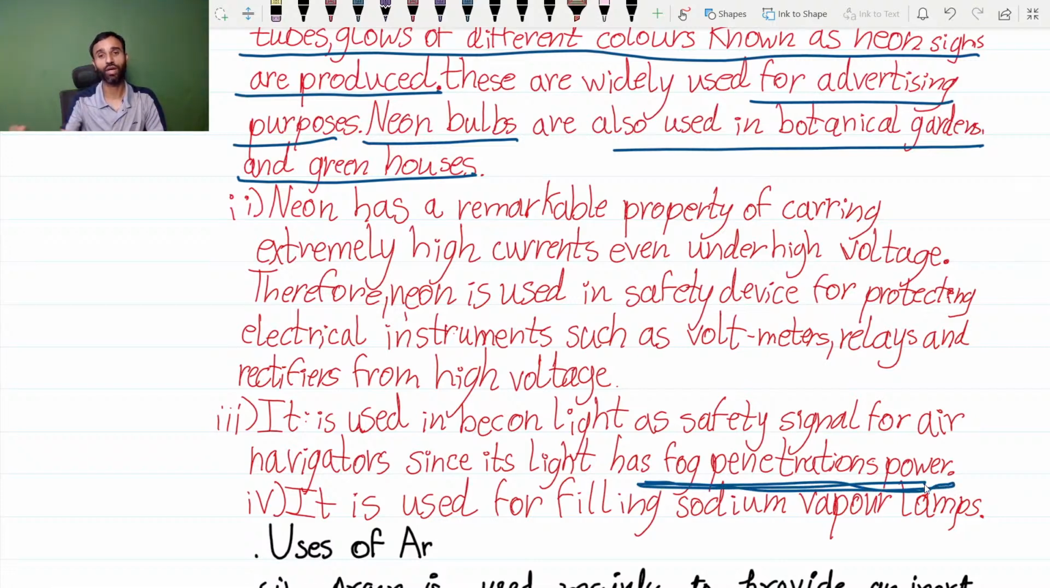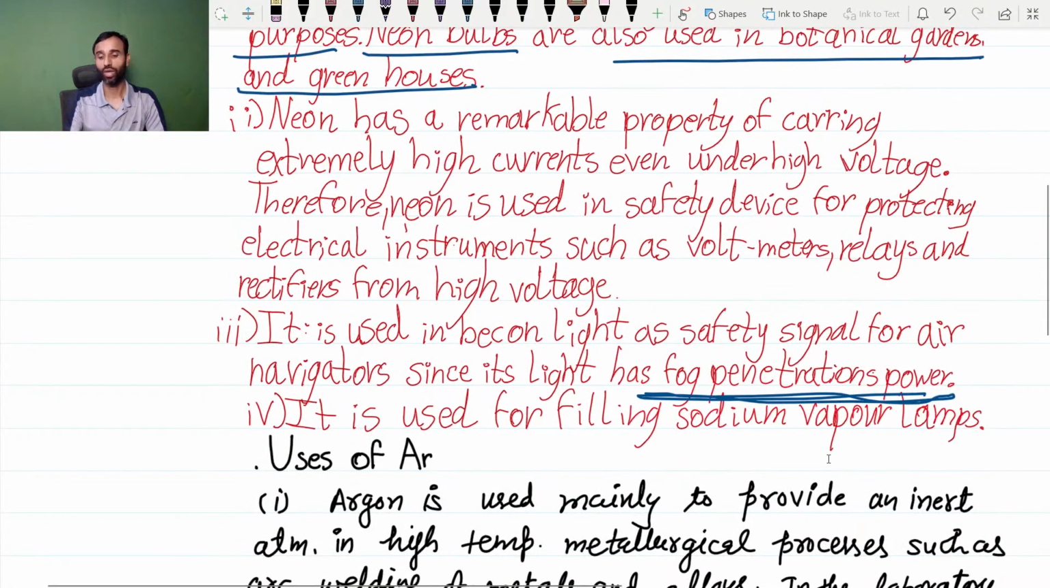Fog lights of the car, they are neon bulbs. It is also used for filling sodium vapor lamps.